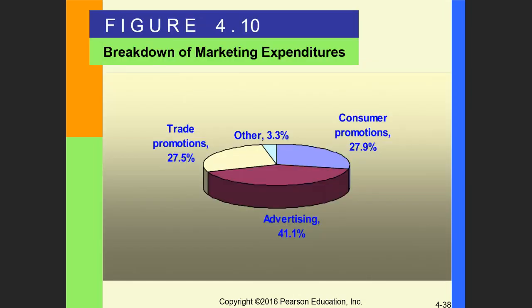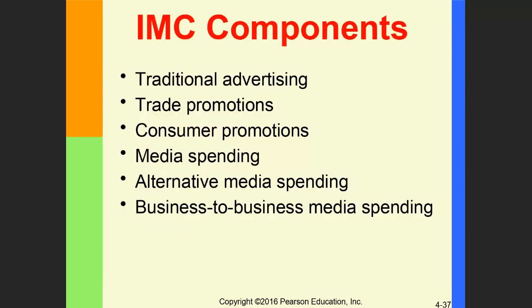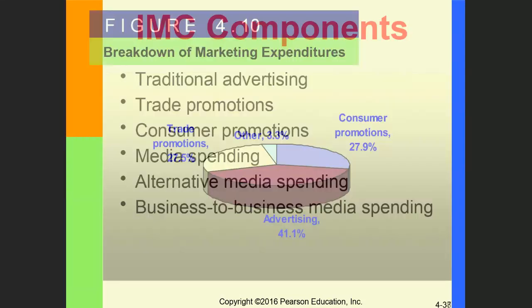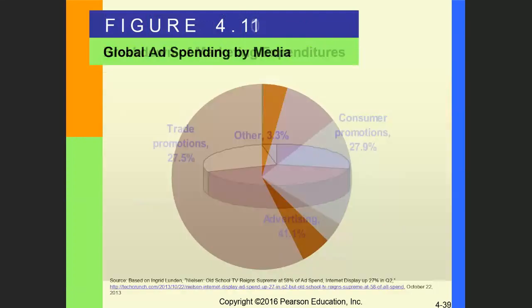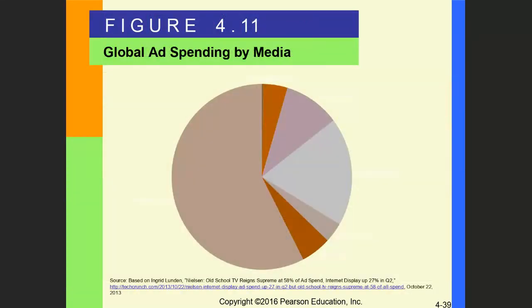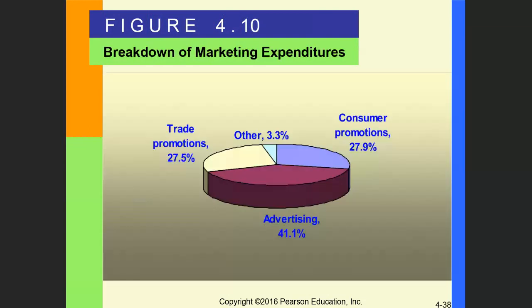Khalas, we're all finished. This chapter is done. This is just an example of some IMC components, a breakdown of marketing. We're going to be studying all kinds of IMC components and promotional mix elements. And this is just some additional slides to show you some statistics of global spending on ads and also marketing expenditures. Mainly, advertising is still the star when it comes to marketing budgets and IMC budgets, allocation and so on.